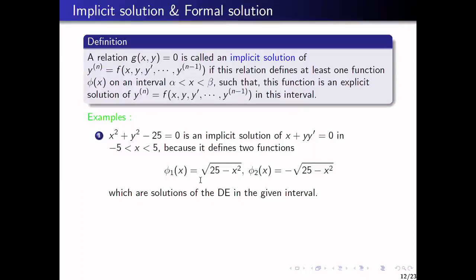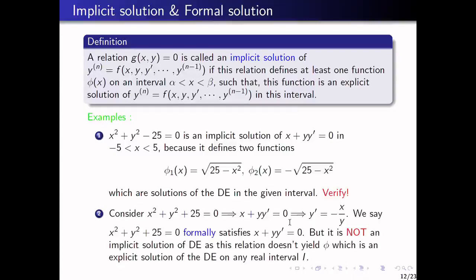In the next case, we will see an example where something which appears to be a solution is not an implicit solution. So consider x square plus y square plus 25 equal to 0. If you take the derivative, you can easily see that it's a solution of x plus y y dash is equal to 0. So it should be a solution of that, but we say that this only formally satisfies x plus y y dash equal to 0.